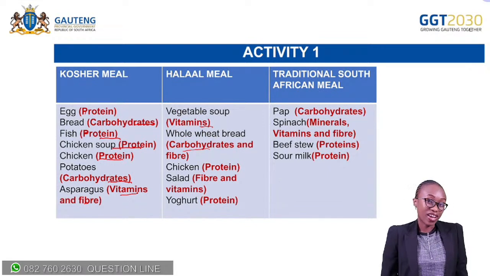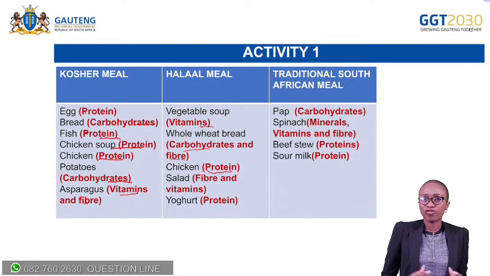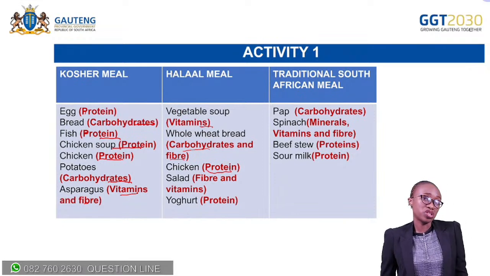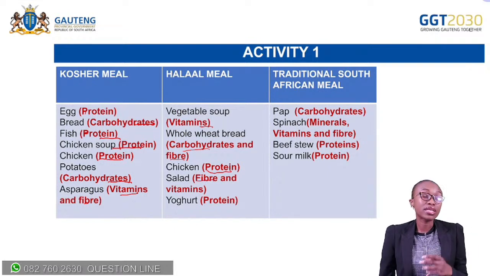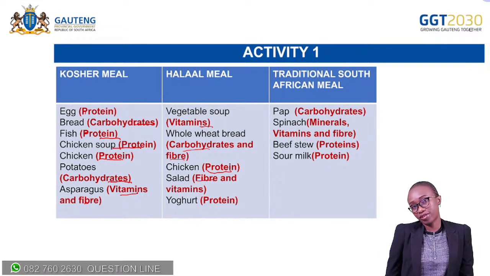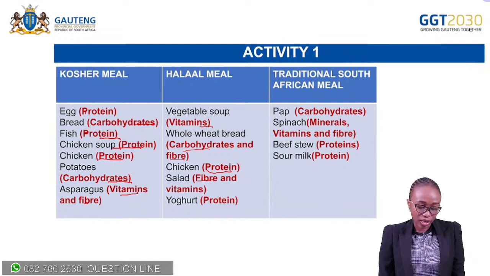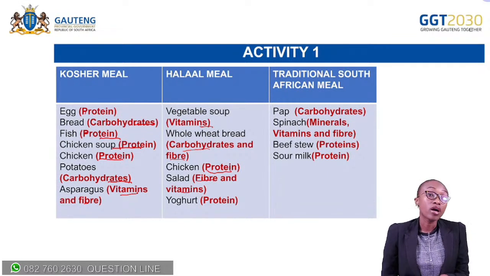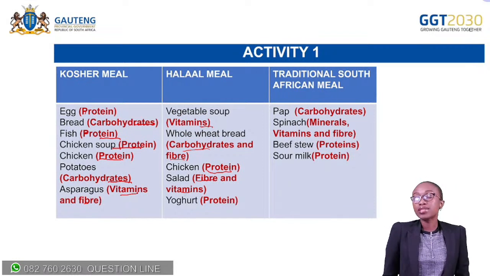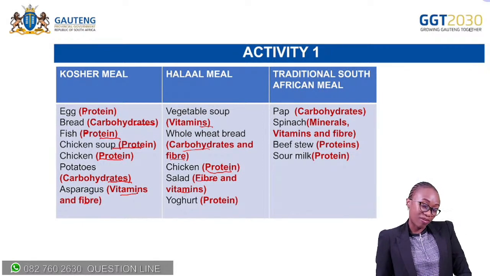And then salad. Which nutrients do you find in a salad? There are different kinds of salad. You have your green salad, French salad, Greek salad, coleslaw. So we find fiber and vitamins because they are mainly made from vegetables. And then they had yogurt. What do we find? Remember, yogurt is made from dairy products. What do we find in dairy products? We find proteins.